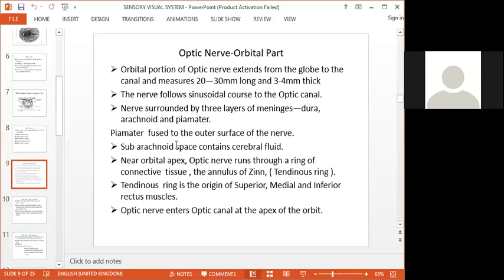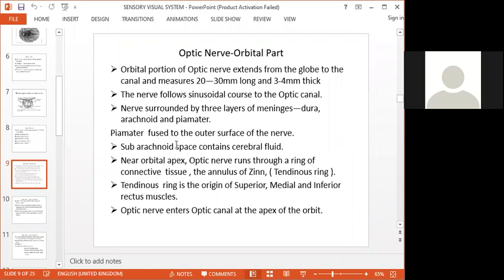The nerve fiber is surrounded by 3 layers of the meninges. These are the standard layers of the meninges: the dura mater, arachnoid, and the pia mater. Dura mater is the outer one. Arachnoid is the central one. The pia mater is the one next to the brain. The same coverings of the brain. These continue covering the optic nerve as it comes out. Pia mater is fused to the outer surface of the nerve. Subarachnoid space contains cerebrospinal fluid.